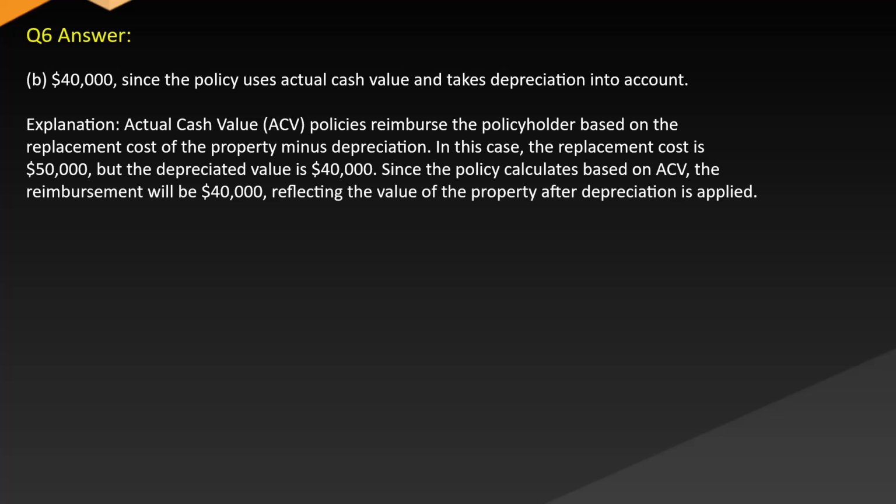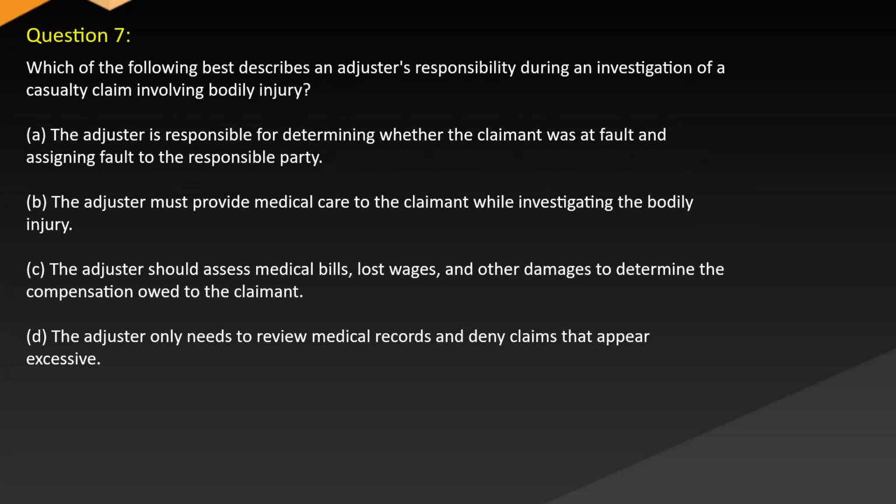Explanation: actual cash value (ACV) policies reimburse the policyholder based on the replacement cost of the property minus depreciation. In this case, the replacement cost is $50,000, but the depreciated value is $40,000. Since the policy calculates based on ACV, the reimbursement will be $40,000, reflecting the value of the property after depreciation is applied. Question 7.